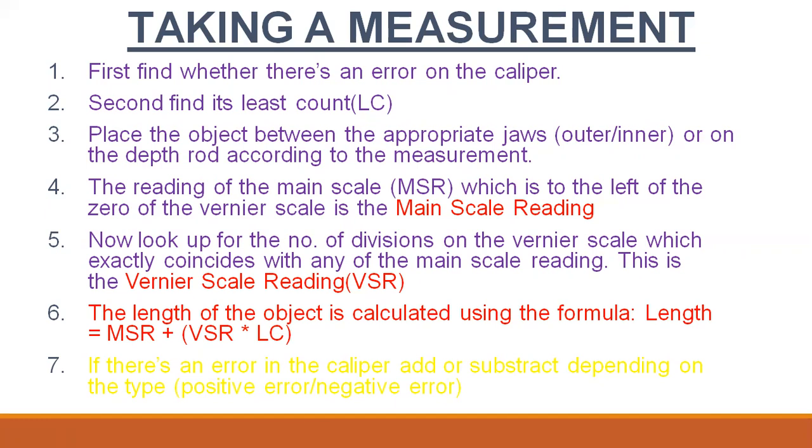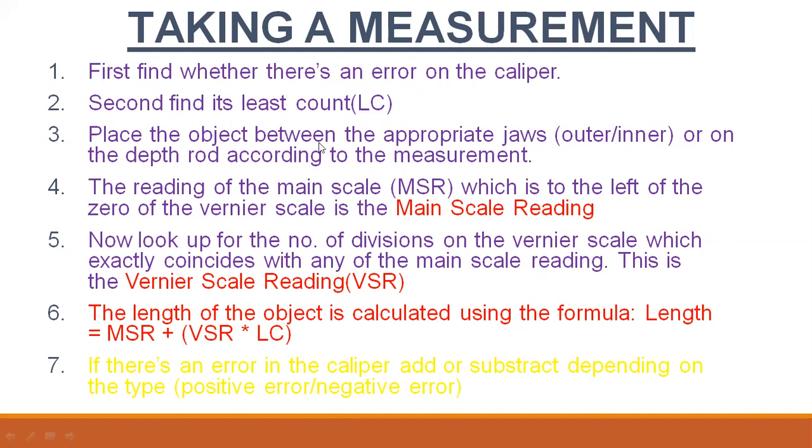ठीक है, zero error है कि नहीं है, बेहतर है कि ना हो. अगर zero error है तो उसको आपने उसमें से माइनस करना होता है. First of all, see for the error. ये पहला स्टेप. Second, find its least count. आपको जीरो एरर पता होना चाहिए, उस टूल का, उस वर्नियर कैलिपर का लीस्ट काउंट पता होना चाहिए.